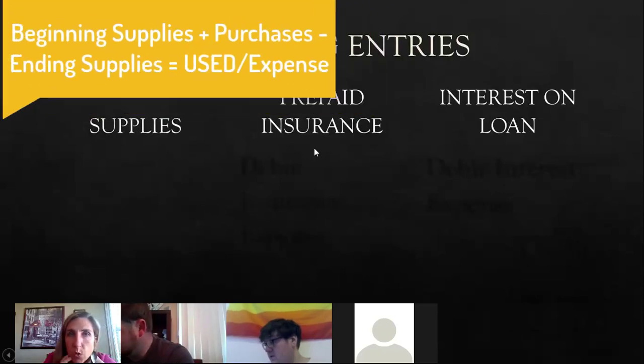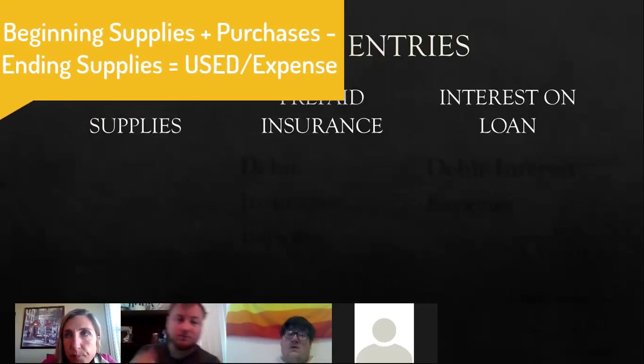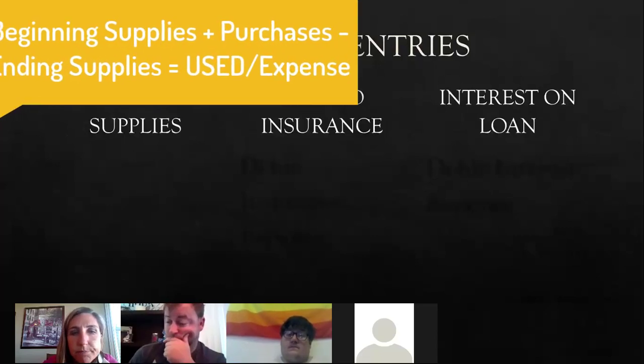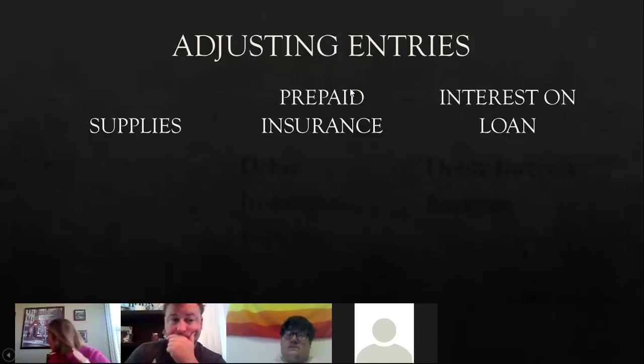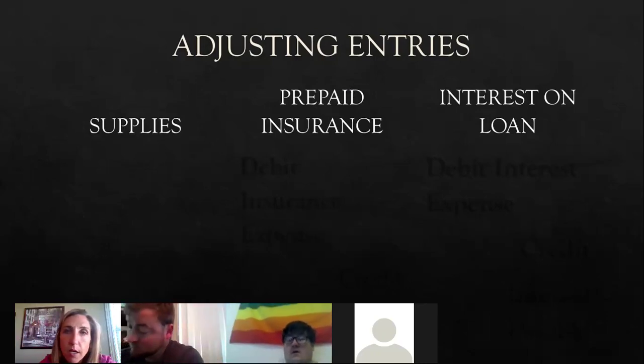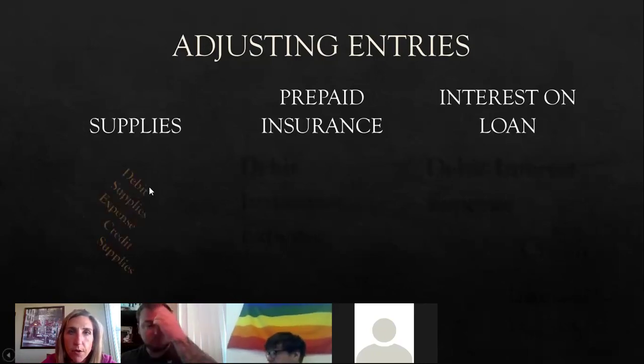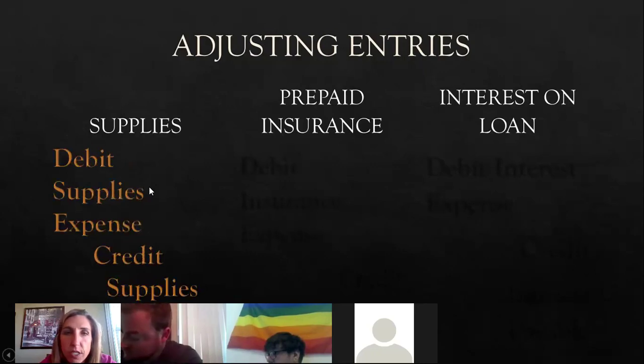So when I use up supplies, what do I debit? Any guesses? Supplies expense. Good, excellent. Supplies expense. A lot of your adjusting entries, and that's why I put these first 3 on this same slide together, are going to debit an expense account. So when I use the supplies, I will debit supplies expense to show the used amount, but I have to take away from the actual asset, so I'm crediting supplies.